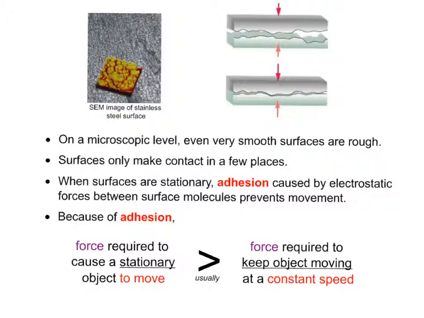When surfaces are stationary, adhesion caused by the electrostatic forces between the molecules prevents movement. And because of that adhesion on this microscopic level, the force required to cause a stationary object to move is usually greater than the force required to keep that object moving at a constant speed. So the applied force must overcome that adhesion. That force of static friction tends to be higher than the force required to keep the object moving.